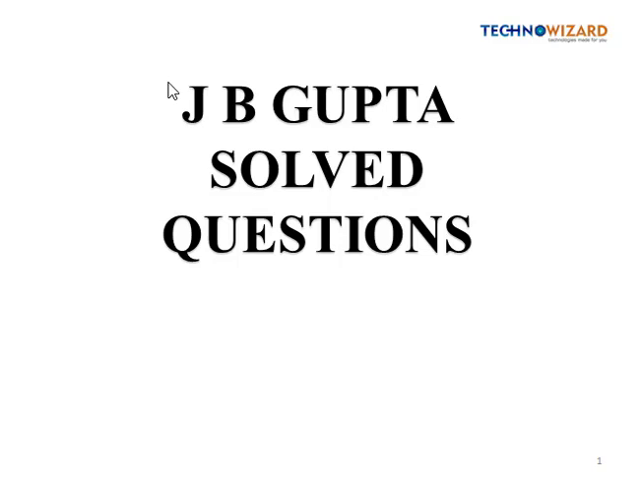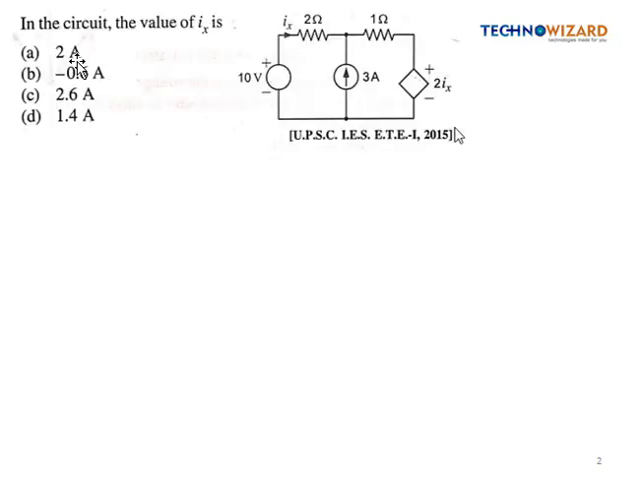So let's see our first question. Okay, so this is our first question, and in the circuit the value of I of x is asked. Basically they have given us a circuit and we need to find out the value of I of x. Here is a dependent source and these two are independent sources. So we have to apply the KCL at this node A.